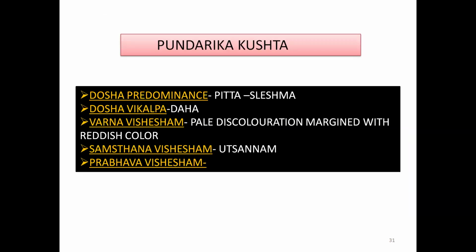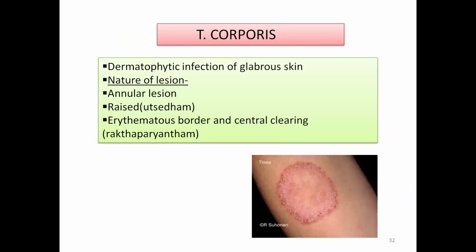Pundariga Kushta, Pitta Sleshma dosha predominance. Daha will be dominant as a result of this involvement of Pitta, and Varna Vishesha, pale discoloration, margined with reddish color. And in certain conditions, all the features like Prabhava Vishesha may not be explained here. Samsthana Vishesha, Utsanna. May be correlated with the Tinea corporis, dermatophyte or fungal infection, annular lesion, raised paryanta, erythematous border and central clearing.